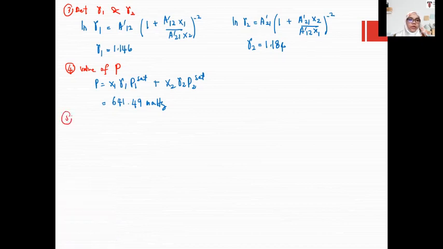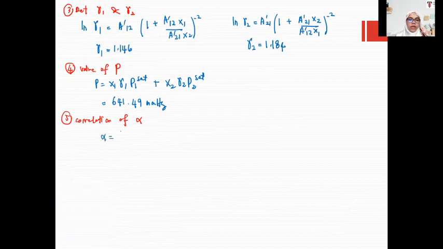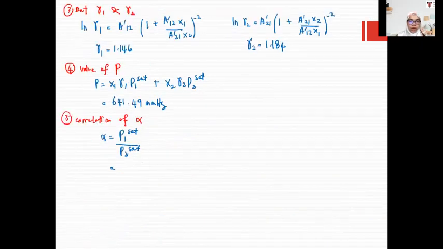So the next is, how can we determine the calculated P1 saturation? Using the correlation alpha equals P1 saturation over P2 saturation. So from the P1 and P2 values that you have calculated, you can obtain the value of alpha, which is 1.364.